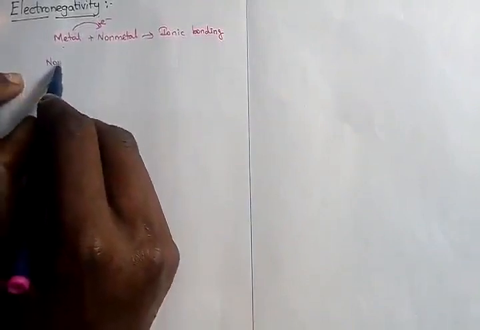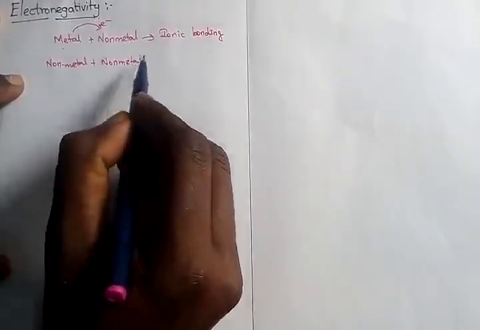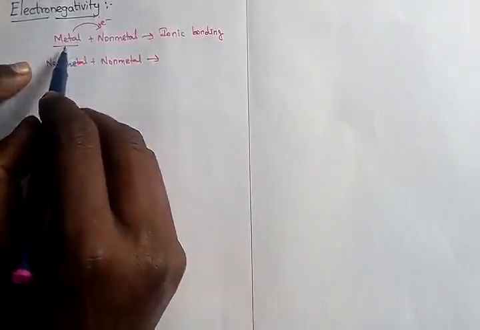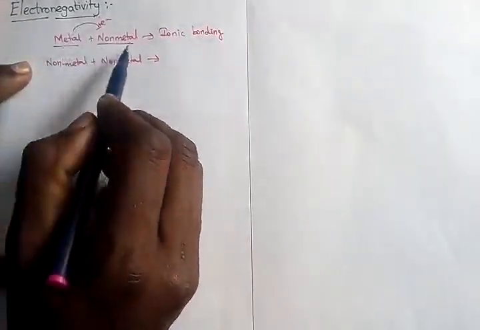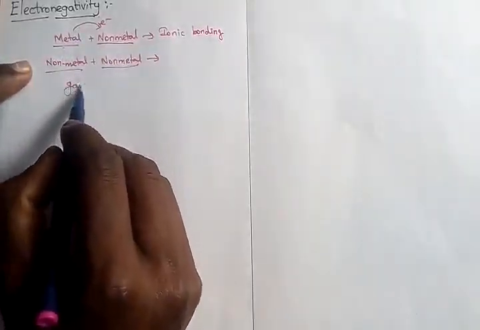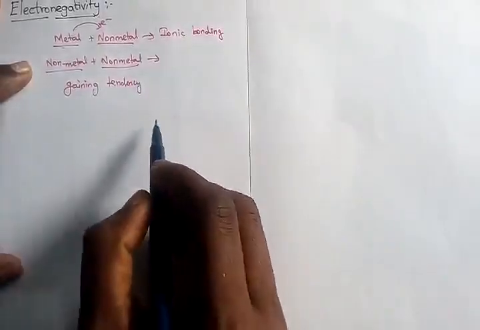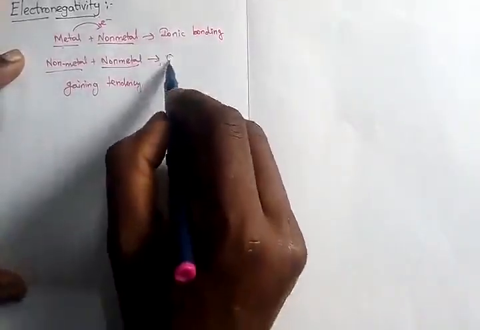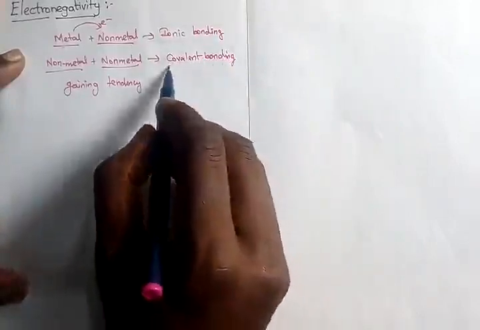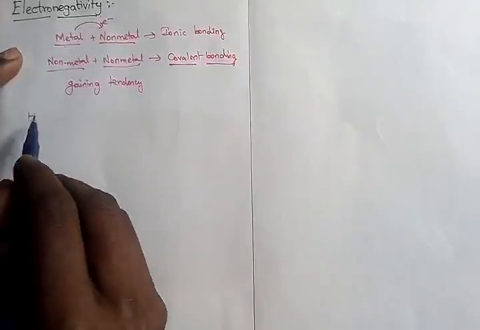What about if a non-metal reacts with a non-metal? This is an idea you should know, because metal has the tendency of losing electron, whereas non-metal has the tendency of gaining electron. Here both the atoms have the tendency of gaining electron. So this kind of elements makes covalent bond. This is the first idea you should know. Now let us consider the case of hydrogen.